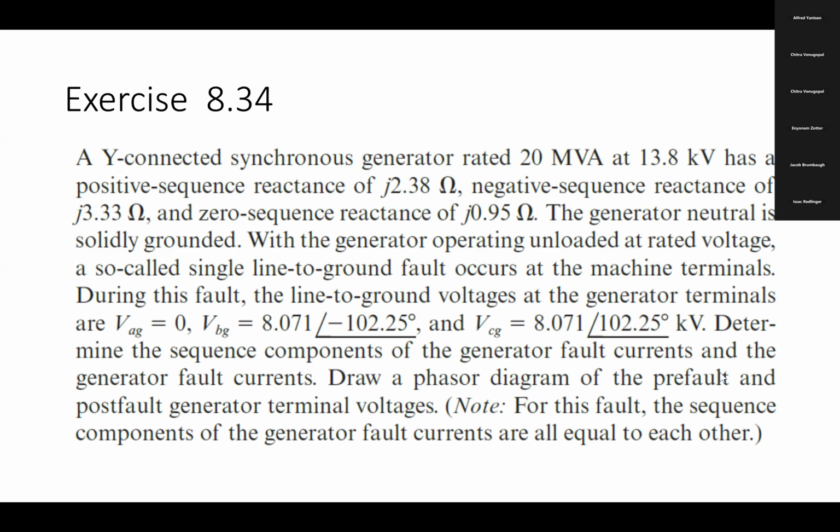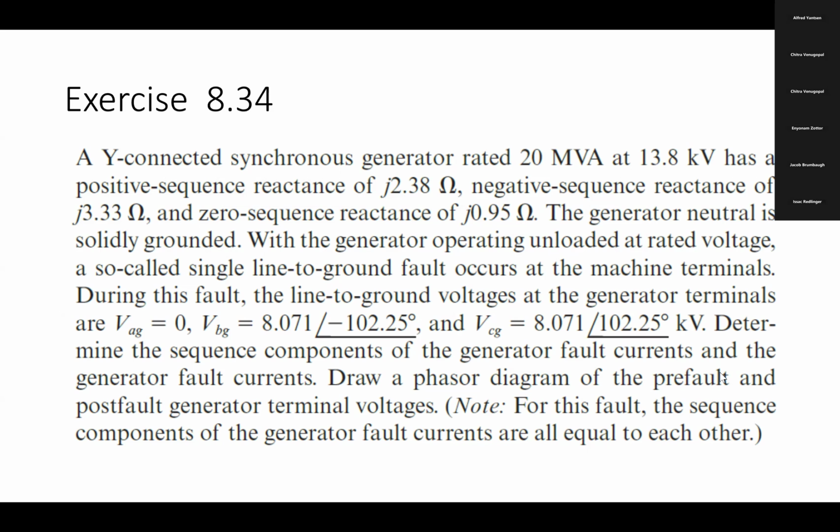With the generator operating unloaded at rated voltage, a so-called single line to ground fault occurs. So we know the type of the fault. We want to identify what is the fault current value. Okay. During this fault, line to ground voltages at the generator terminals are going to this level. So at fault condition, single line to ground fault. So this is how the fault conditions are going. These are given in the phase values, like VA with respect to ground, VB with respect to ground, and VC with respect to ground. Okay.